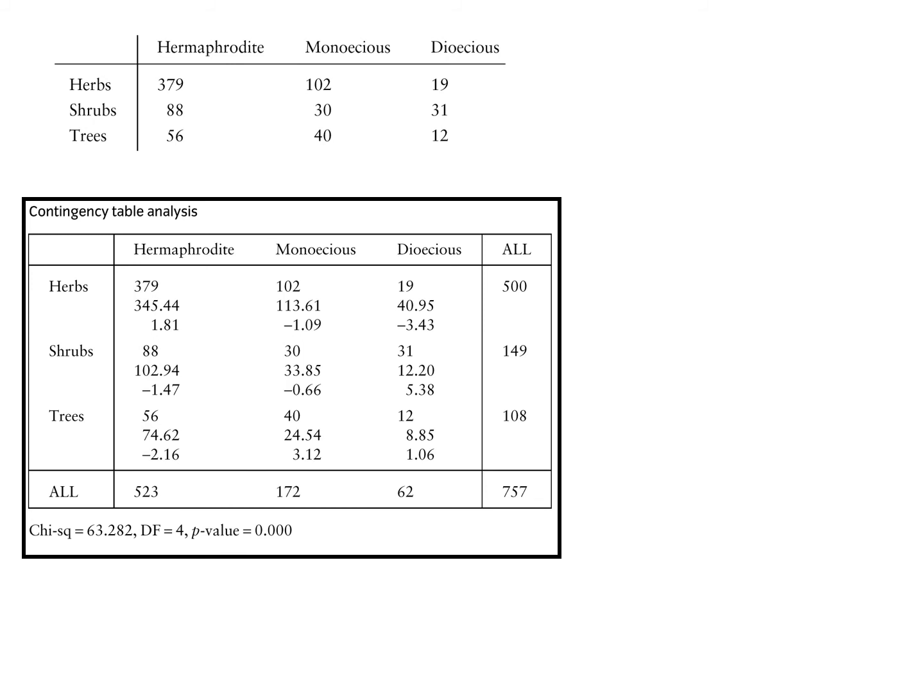Okay, well, let's look for this at our residuals, and we'll first identify all of the positive residuals. This then shows us that for herbs, they are more likely to have a hermaphroditic reproductive strategy. Shrubs are more likely to have a dioecious reproductive strategy, and trees are more likely to have a monoecious or dioecious reproductive strategy than expected by chance, or if you want to say it differently, as expected when there's no relationship between reproductive strategy and growth form.